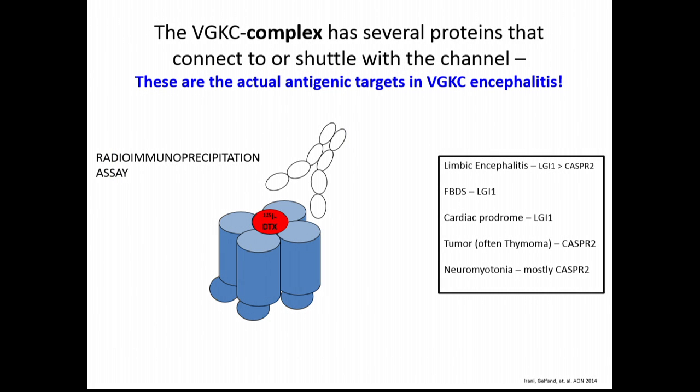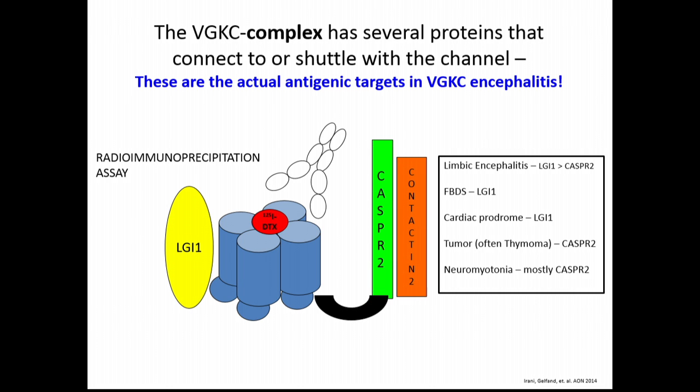This potassium channel complex is more than just a potassium channel. There's a bunch of shuttle proteins, and it turns out that the actual antibodies in these syndromes that are causative don't target the channel, they actually target the shuttle proteins. And it's interesting because people who have classic limbic encephalitis overwhelmingly have LGI1 antibodies, whereas people that have neuromyotonia with encephalitis will have Caspr2 antibodies.